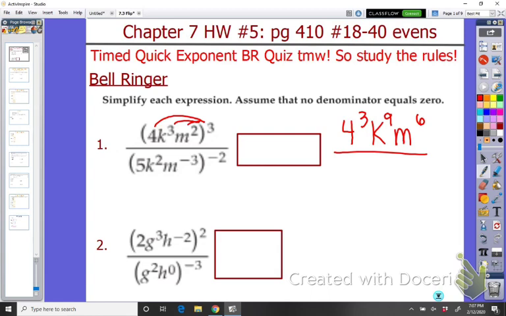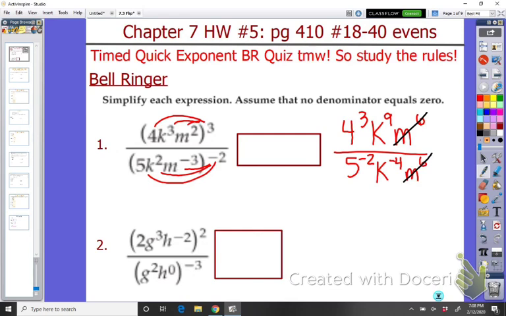Down in the denominator, everything down there needs raised up to the negative second power. So 5 to the negative second, k to the second times negative 2, that turns into a negative 4, and negative 3 times negative 2 is 6. So here you can see that the m to the 6 divides out the m to the 6 at the bottom. Yesterday we talked about the negative exponents. If they cross the line, they change its sign.